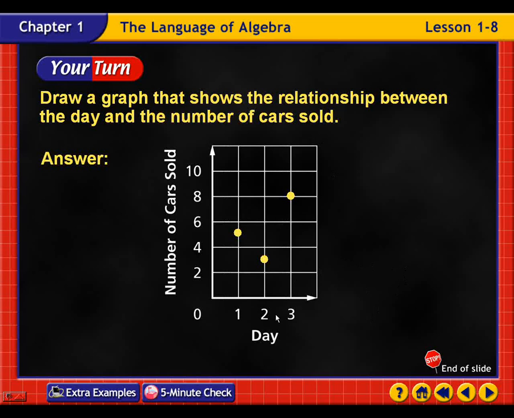Here's what your graph might look like. I jump by 2s here. You don't have to do that. Everyone's graph might be a little different with the 3 ordered pairs put on the graph.